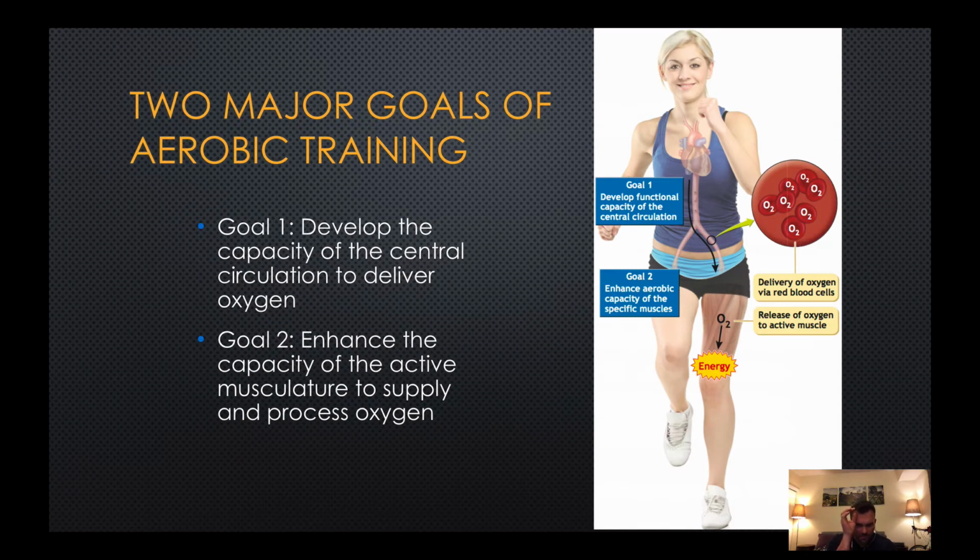So, two major goals of aerobic training: one, develop the capacity of the central circulation to deliver oxygen, and two, enhance the capacity of the active musculature to supply and process that oxygen. So those are really the two main goals. Be able to build up the cardiovascular system to actually pump the blood, and then two, enhance aerobic capacity to actually use that blood that's being delivered to the muscle. Then can you actually take it and use it, which takes training.